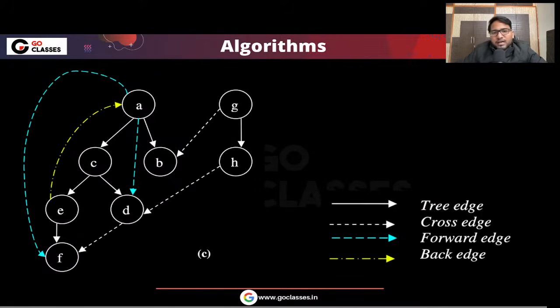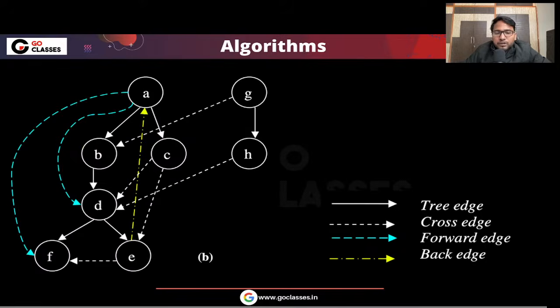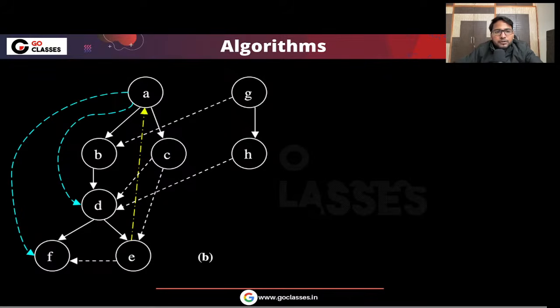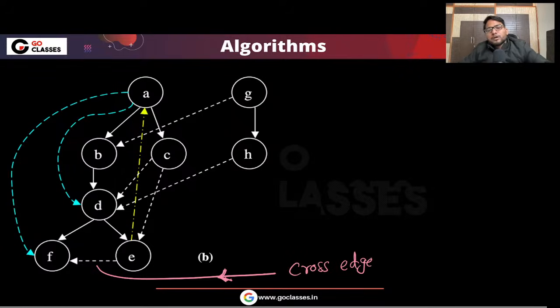Here also, there are multiple possible DFTs for that graph. Let's suppose I ask you what kind of edge this is. This is a back edge. This is a forward edge. This is a cross edge, right? What kind of edge is this? Again a cross edge, right? Again a cross edge. Okay, cool.